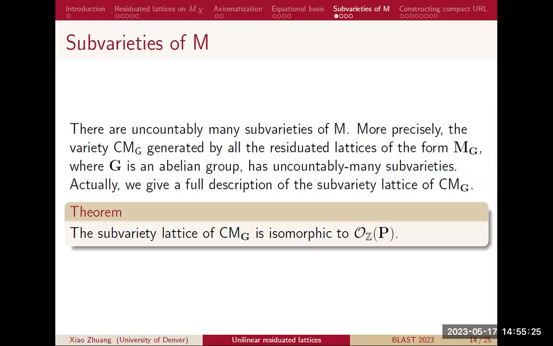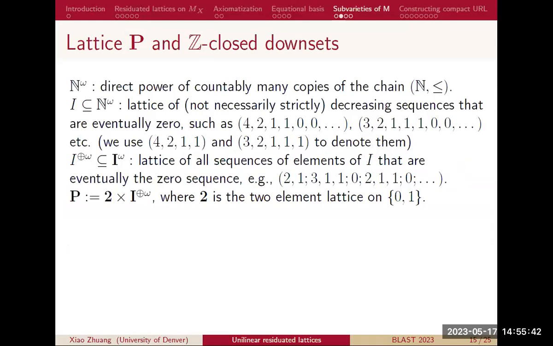Here it says the subvariety lattice of this variety is isomorphic to the lattice of Z-closed down sets of P. We have Z, we have P here. I'm going to explain what this notation means. What is this lattice? This lattice P comes from a series construction. What we start with is the direct power of countably many copies of the chain. And in the entry omega, we take a subset of it. Actually, it's a lattice, elements in the set I. It is a decreasing sequence that is eventually zero.